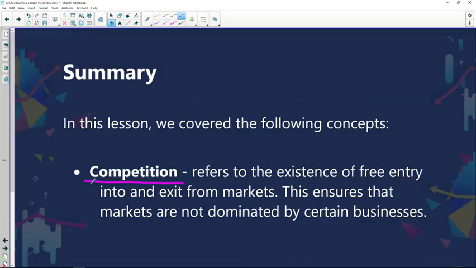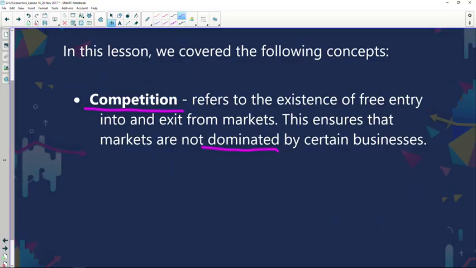So we learned that competition refers to the existence of free entry into and exit from markets, and this ensures that markets are not dominated by certain businesses. So we said that companies could decide to form a merger where 2 or 3 companies join hands and decide to become one large corporation. With issues of dominating the industry, that could be a bad thing. We don't want that because we end up with a system of having a monopoly, where we have one company that dominates the industry and actually influences the pricing as well.